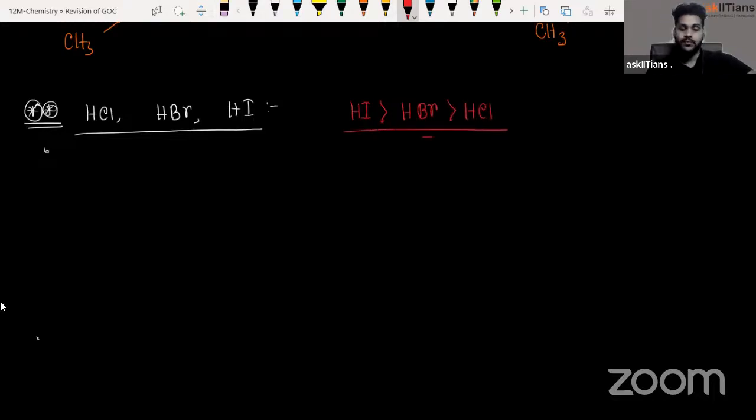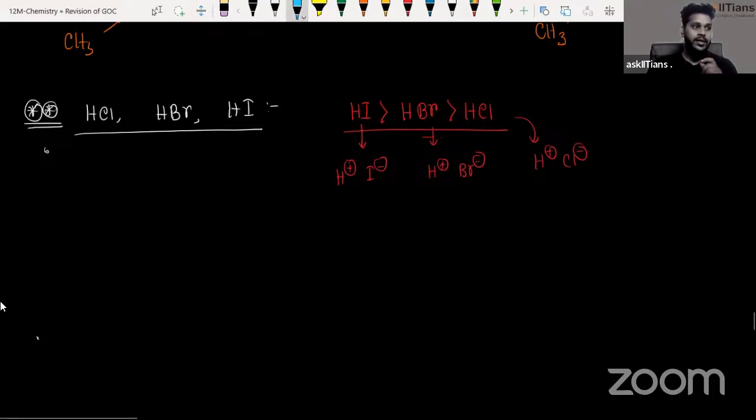Now, why is that? Because it's a pretty simple thing. In order to make this reaction happen, HI has to break into H plus and I minus. HBr also has to break into H plus and Br minus. And HCl also will have to break into H plus and Cl minus. We already know that in HI, the hydrogen is using its 1s orbital and iodine is using its 5p orbital. So there's a huge orbital mismatch which is working there. So breaking into H plus and I minus is comparatively easier out of all these three cases.